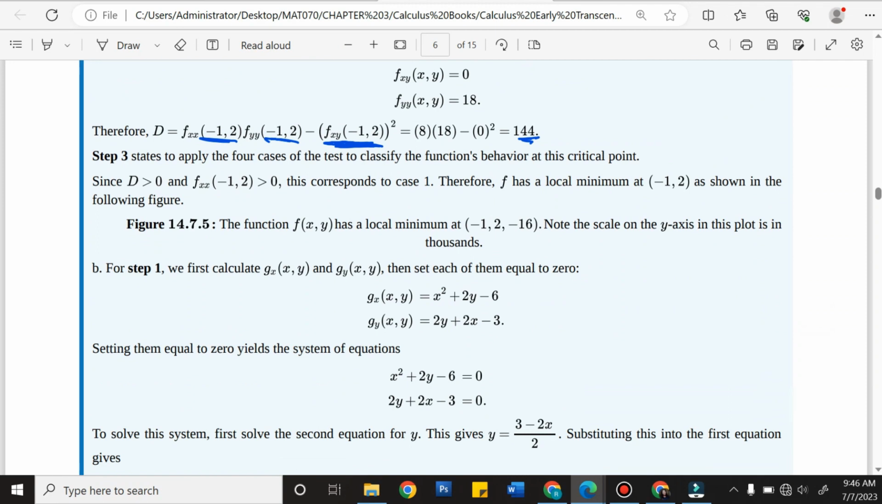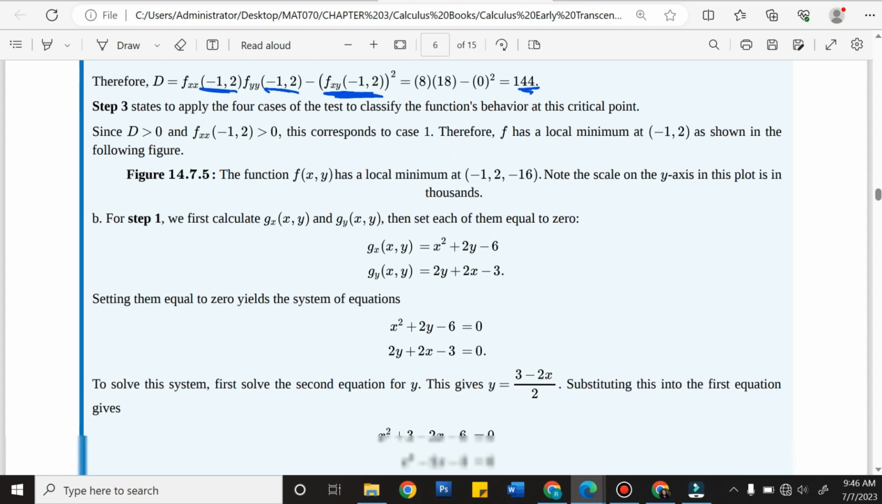Now, since the second derivative is greater than 0, let's check the value at (-1, 2). The first derivative and the second derivative is greater than 0. Now, this corresponds to the first case. In other words, (-1, 2) is our local minimum. Okay? So, that is how we find the local maximum or minimum. So, we have 3 steps here, no?